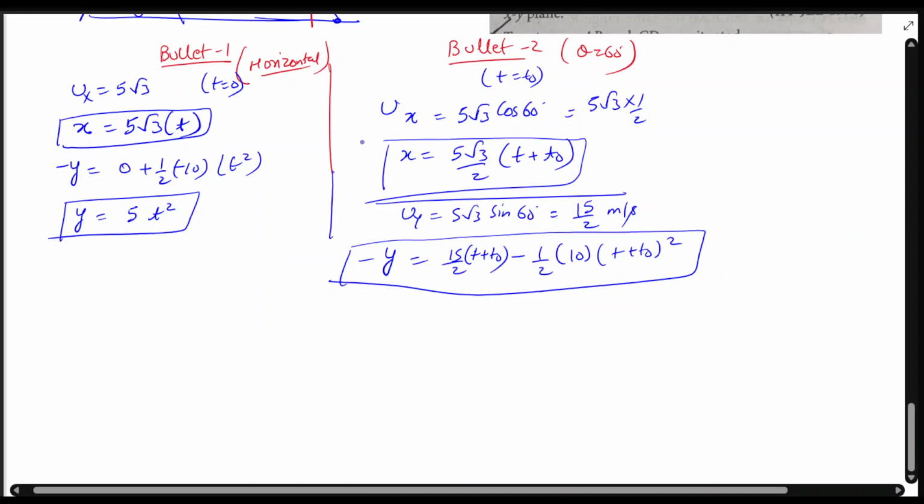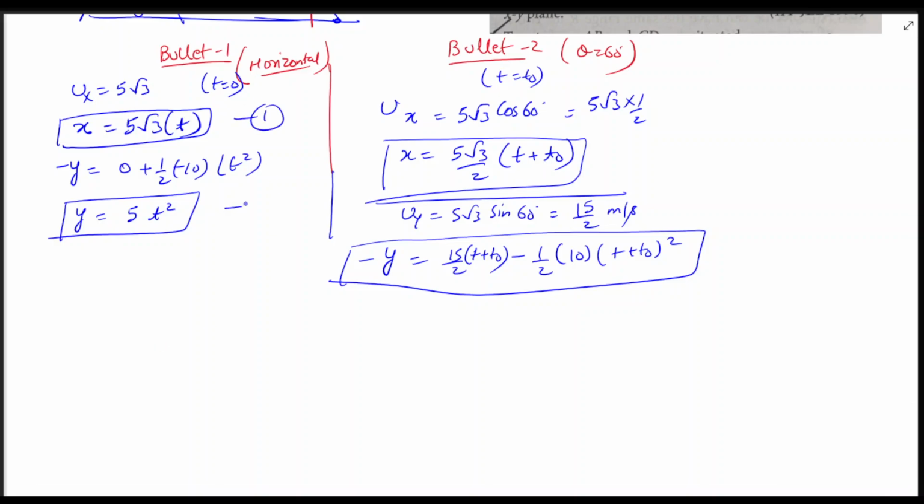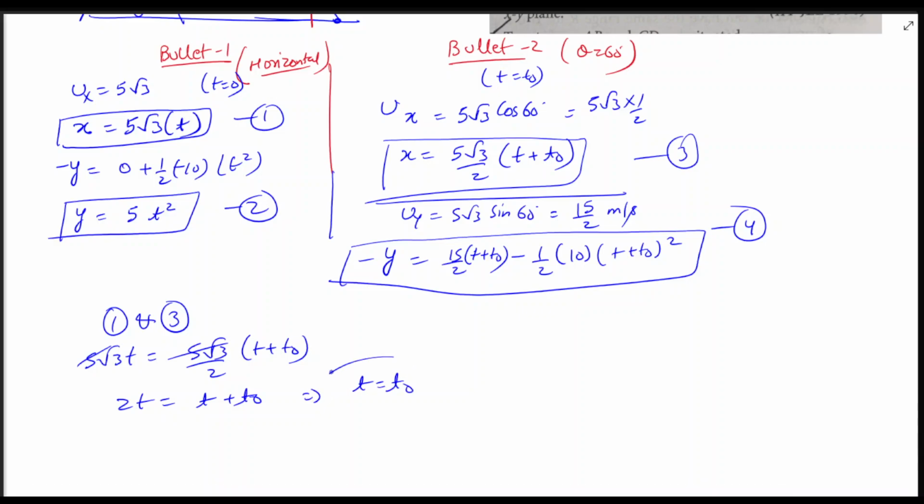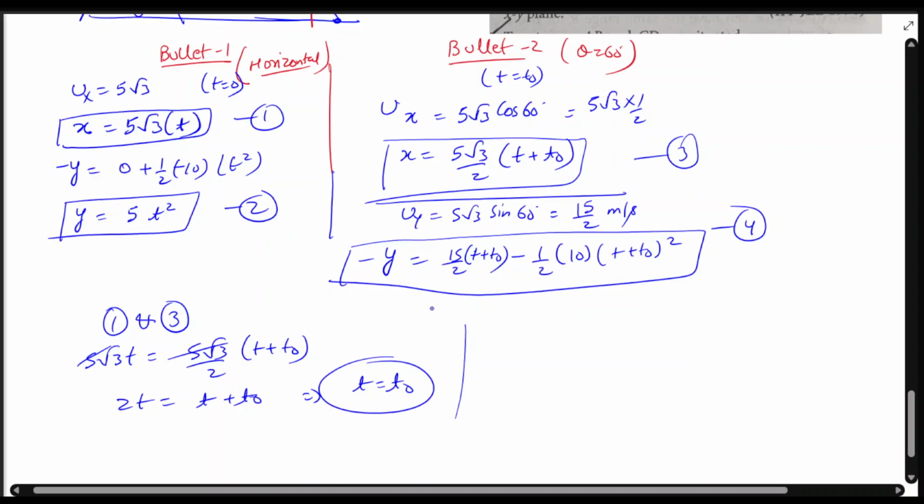So let's solve this. Equate both of them. We will have from 1, this is 2, this is 3, this is 4. So from 1 and 3, we will have 5 root 3 t equal to 5 root 3 divided by 2 into t plus t naught. So this will get cancelled. So it will be 2t equal to t plus t naught. So we will have t equal to t naught, right? Okay. Now let's put this here.